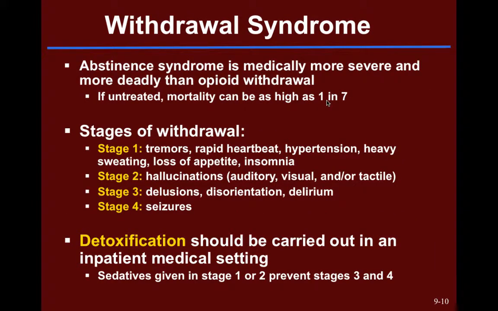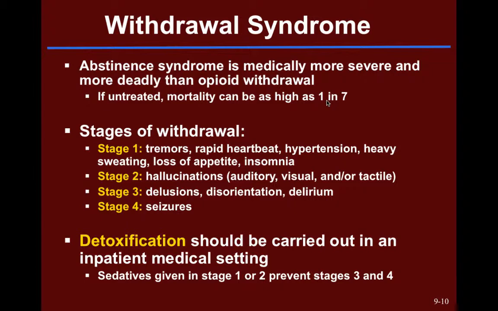So when we talk about dependence, we talk about withdrawal syndromes, right? So we definitely have withdrawal syndromes for people who are dependent on alcohol consumption and try to stop. And it's actually the withdrawal syndrome that chronic heavy alcohol abusers experience is more severe and more deadly than opioid withdrawal. If untreated, if a person tries to go through this withdrawal on their own, the mortality can be as high as 1 in 7.